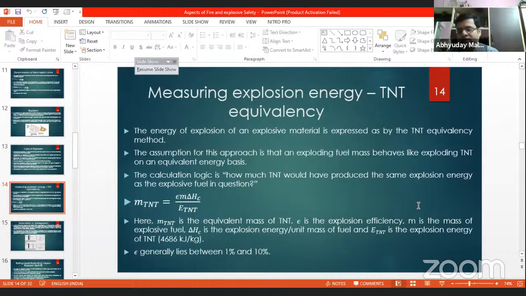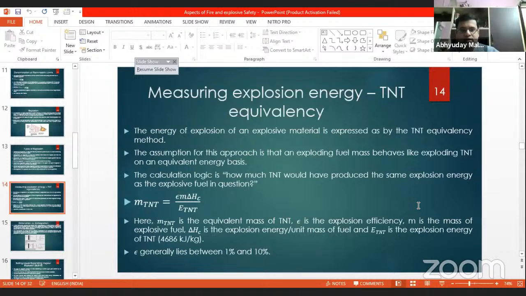You may have heard of atomic bomb explosions or any energy release like that of a meteorite impact, of an earthquake, etc. Any release of energy is quantified in terms of TNT equivalency, that is, equivalent to 1000 megatons of TNT, 500 megatons of TNT, 4 gigatons of TNT. What is this actually? This is actually a quantification of the release of energy. And the assumption for this is that any exploding fuel behaves like exploding TNT on an equivalent energy basis.